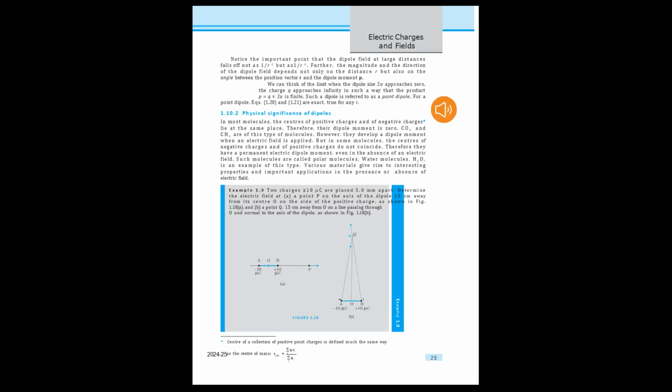We can think of the limit when the dipole size 2a approaches 0. The charge q approaches infinity in such a way that the product p, equal to q into 2a, is finite. Such a dipole is referred to as a point dipole. For a point dipole, equations 1.20 and 1.21 are exact, true for any r.